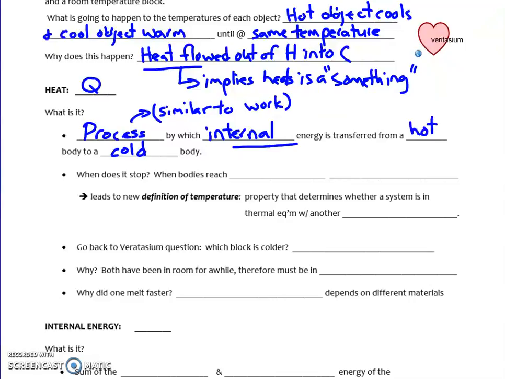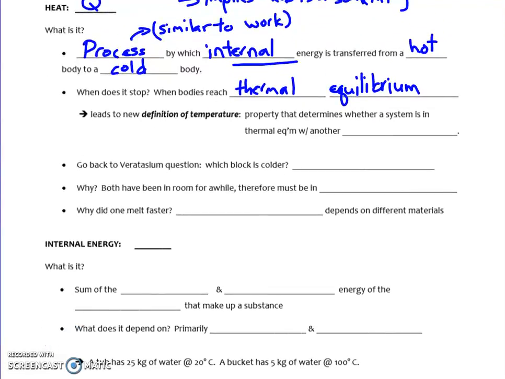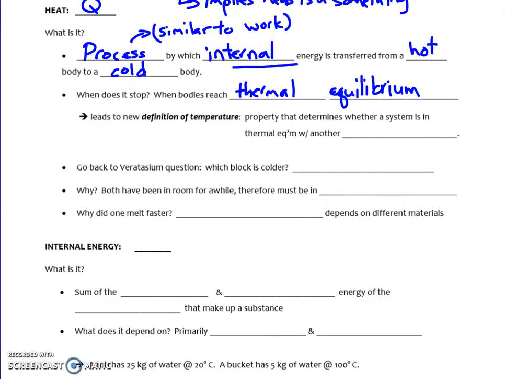Okay, even here I'm using the word heat flow, but we'll stick with it. And when does this quote-unquote heat flow stop? When bodies reach thermal, we'll use the fancy term now, equilibrium. All right, this is the fancy way of saying they are at the same temperature. And in fact, that leads to a new definition of temperature. So one way of looking at temperature is the property that determines whether a system is in thermal equilibrium with another system. Okay, so if two systems are in thermal equilibrium, we can say they're at the same temperature. How do we know? Because there is no energy flow between them due to a heat conversion.